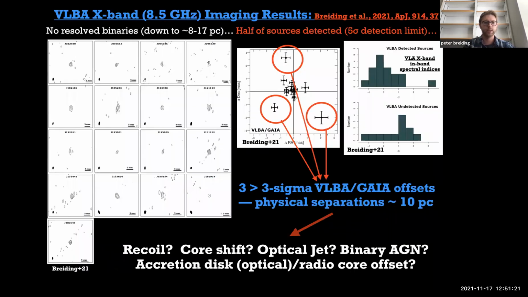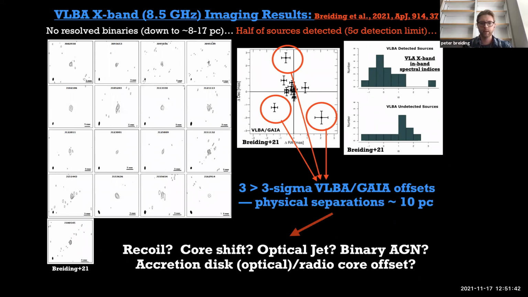The punchline is that we only find single point source detections for all of them, but this doesn't rule out the presence of a binary. The spatial resolution for these observations is down to roughly 10 or so parsecs. So that's not cutting into the subparsec separations that we could be expecting.